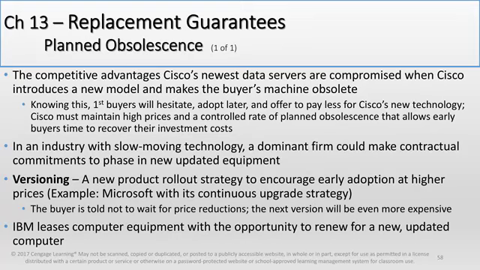Planned obsolescence and strategic pricing for durable goods. The problem of obsolescence in durable goods. Firms like Cisco face challenges selling high-tech equipment due to rapid obsolescence from frequent newer models, and delayed adoption by customers who anticipate future price drops and future better versions.